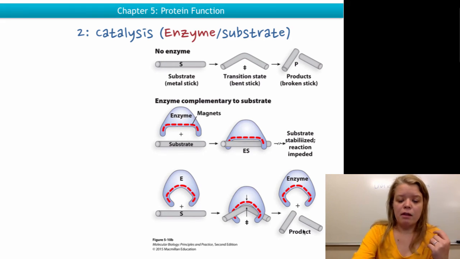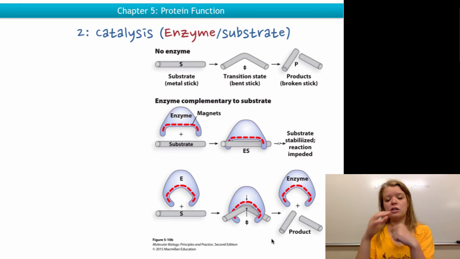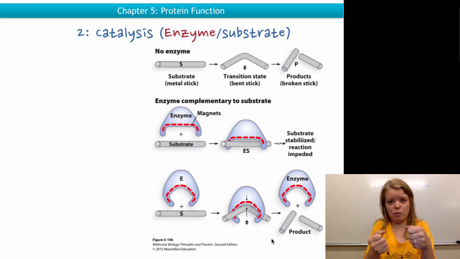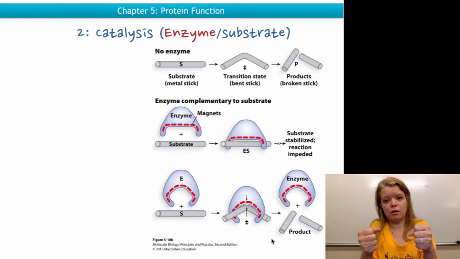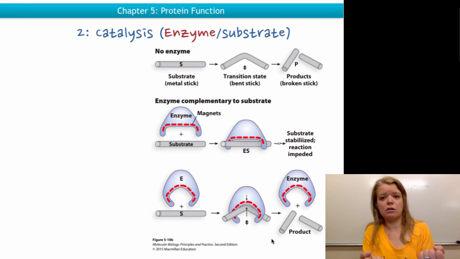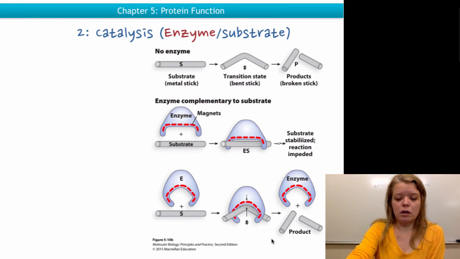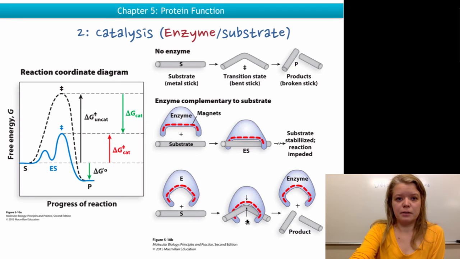The enzyme, on the other hand, is not the perfect fit for the substrate. The substrate will have to conform to fit into it, because it wants to fit in it because there are magnets. But to fit into the magnet-lined site, it will have to assume the transition state, which will then make it much easier for the stick to break, because it has already been bent in order to fit into the enzyme active site.